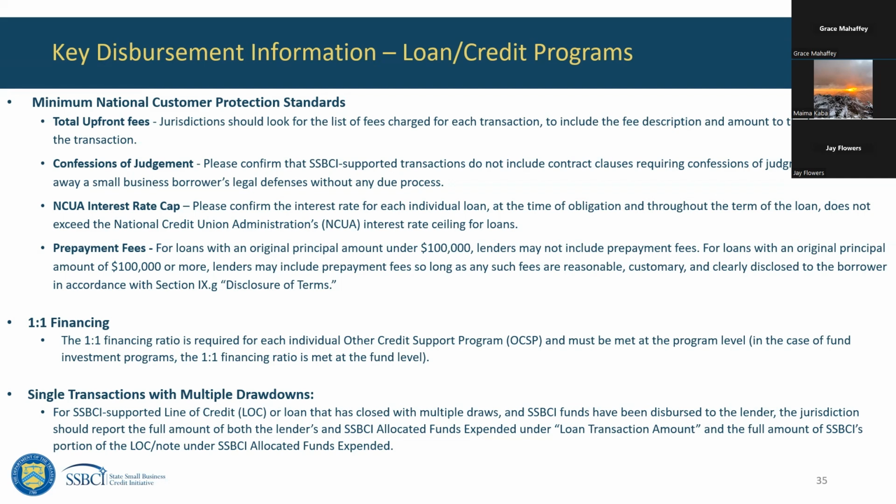Now, we'll talk about the single transaction and multiple drawdowns. For an SSBCI supported line of credit or loan that has closed with multiple draws, SSBCI funds have to be dispersed to the lender. The jurisdiction should report the full amount of both the lender and the SSBCI allocated funds expended under loan transaction amount, and the full amount of the SSBCI portion of the line of credit note under the SSBCI allocated funds expended. Next slide, please.